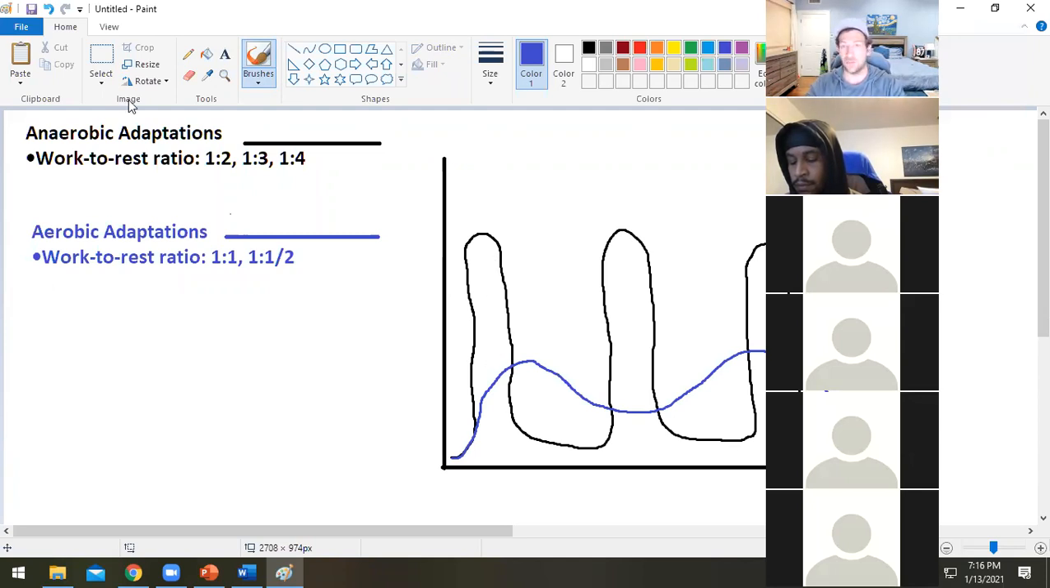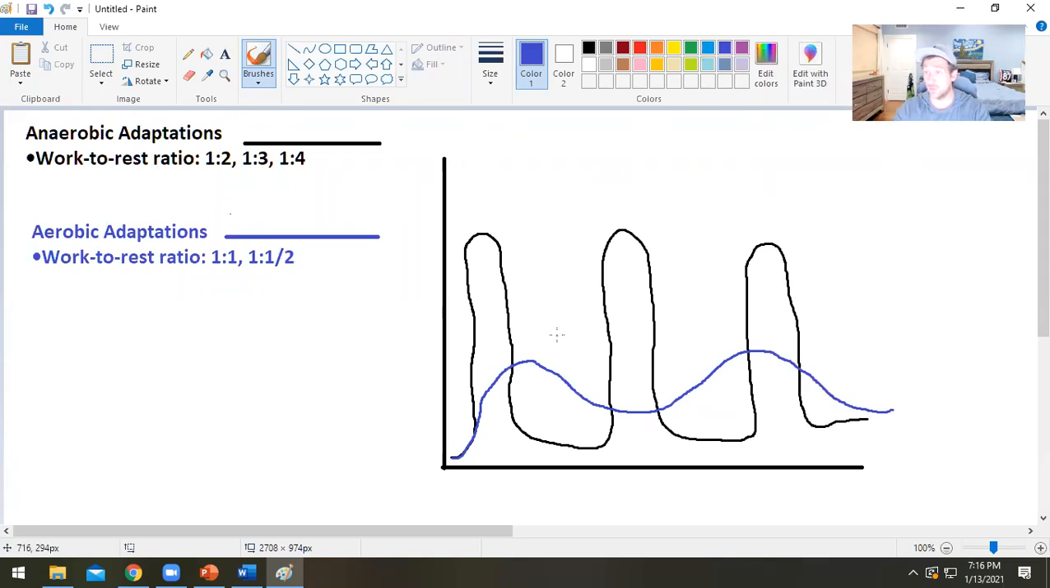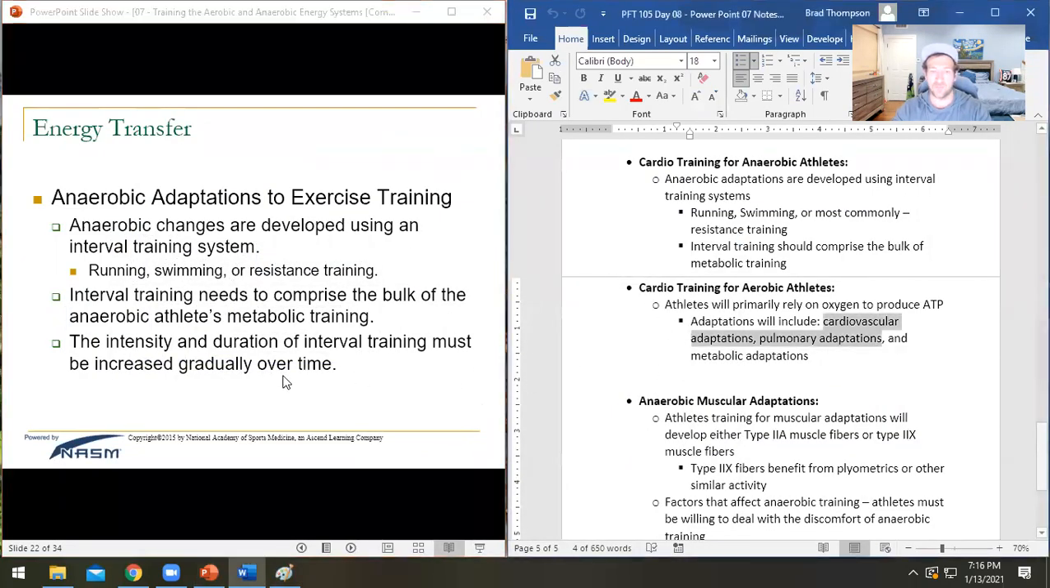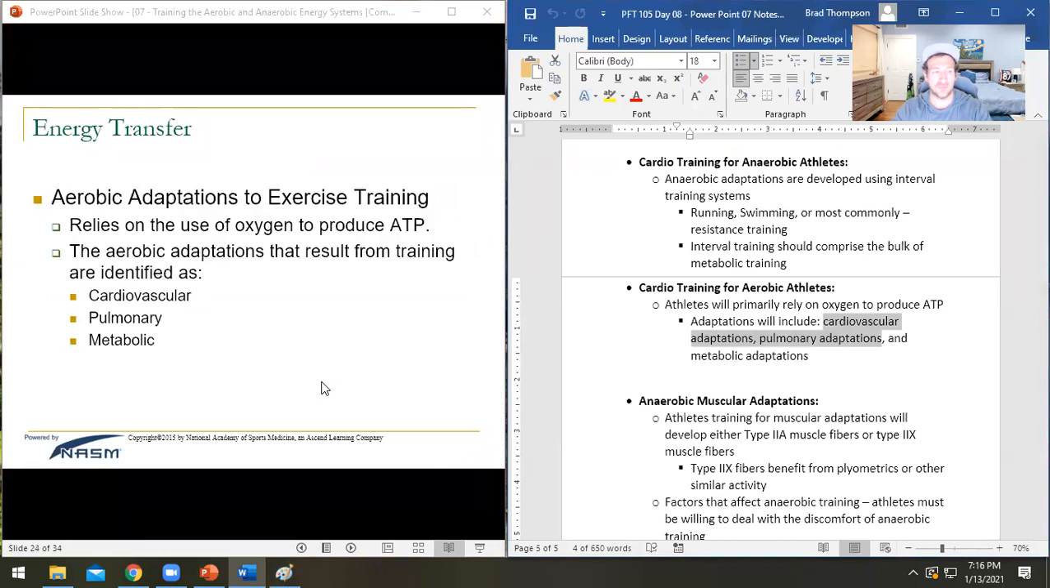The black line would be really good for bodybuilders and power athletes. And the blue line would be really good for endurance athletes, maybe soccer players or just runners or swimmers or whatever, triathletes. Yeah, so there's a lot of aerobic adaptations that we see, right?